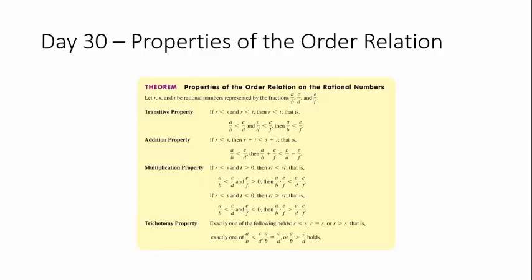The last property that we have here is the trichotomy property. Tri means 3, and what this says is that there are only 3 possible cases when comparing a pair of rational numbers. If we have r and s as our rational numbers, then either r is less than s, or r is equal to s, or r is greater than s. It must be that one of these 3 is true.